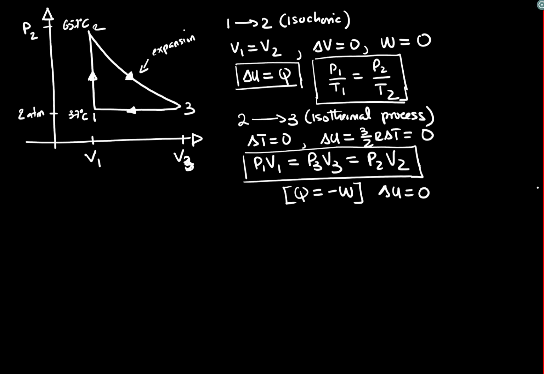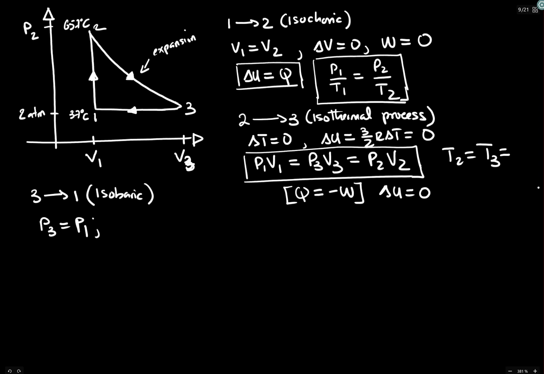Now, the last phase of this is process 3 to 1. Process 3 to 1 is an isobaric process. The pressure is constant. If the pressure is constant, it means that P3 is equal to P1. And if P3 is equal to P1, remember here, T2 is the same as T3, which is the same as 657 kelvins. Don't forget about this. We're going to use this pretty soon.